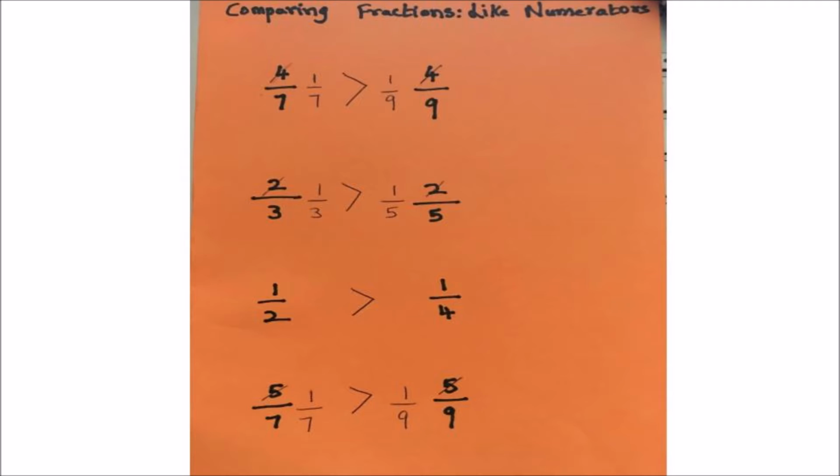So here are a few examples of comparing fractions with like numerators. 4 by 7 and 4 by 9. Strike out the same numerators 4 and 4, it becomes 1 by 7 and 1 by 9. So when fractions have the same numerators, the fraction with a lower denominator is a greater fraction. So 1 by 7 is greater than 1 by 9. The similar rule applies. 2 by 3 and 2 by 5 becomes 1 by 3 and 1 by 5. So 1 by 3 is greater than 1 by 5. Here half is greater than 1 by 4. 5 by 7 and 5 by 9 becomes 1 by 7 and 1 by 9. So 1 by 7 is greater than 1 by 9.